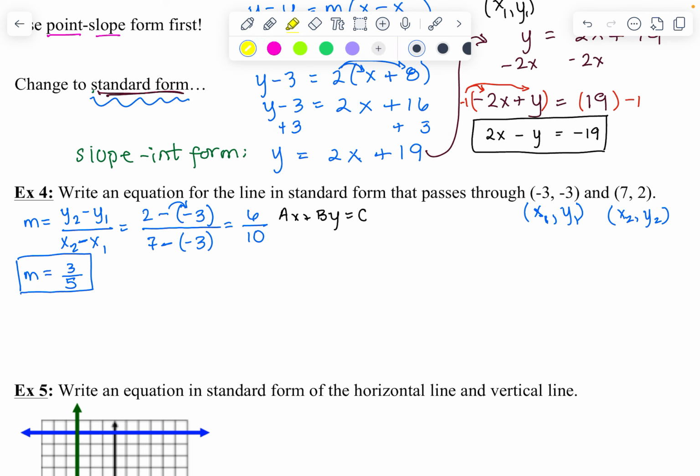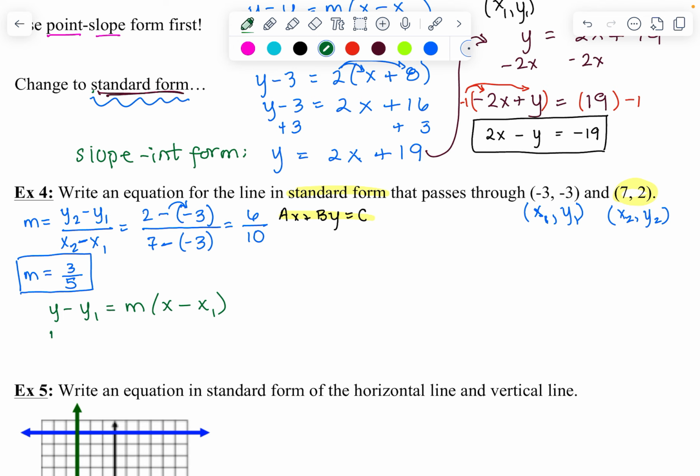I'm going to go ahead and choose 7 comma 2 because I like working with non-negative numbers. If you want to choose -3 comma -3, go right ahead. You're still going to end up with the same solution, same standard form. Okay, so point-slope form, remember that? Can't forget it. Point-slope form, y minus y sub 1 is equal to m times x minus x sub 1.